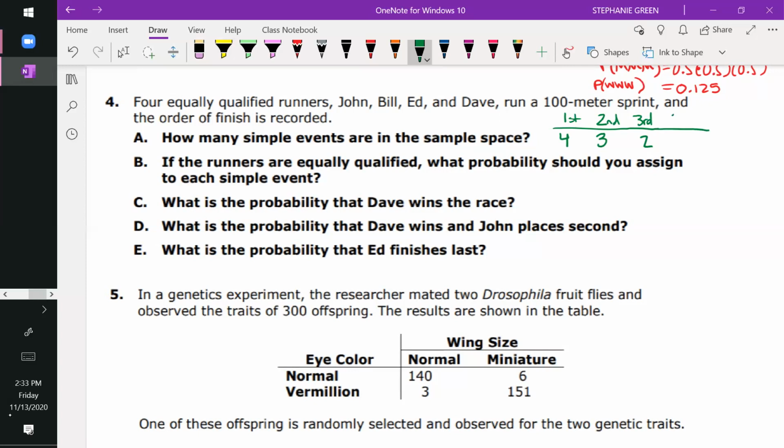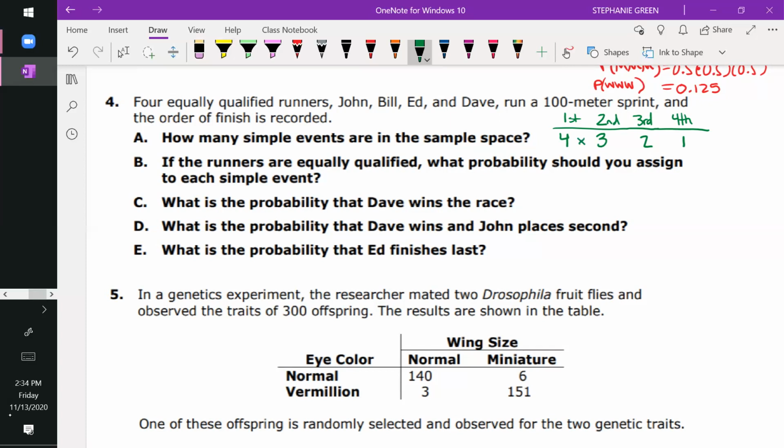And then fourth place. How many people are left to get last place? Just 1. So there's 4 people possible that can get first place. After that has occurred, we only have 3 possibilities for second, and then 2 possibilities for third, and then 1 possibility for fourth. So how many total permutations do we have here?